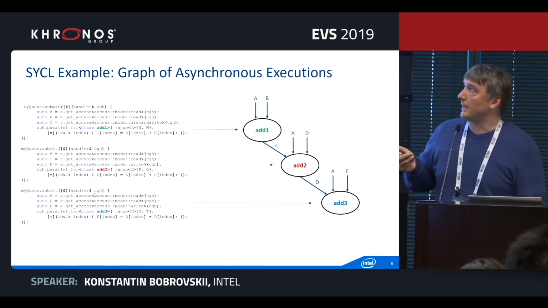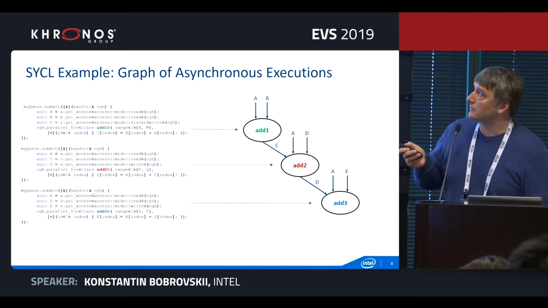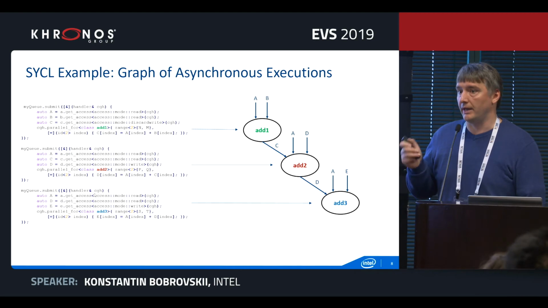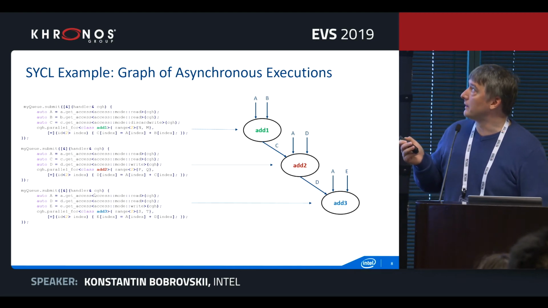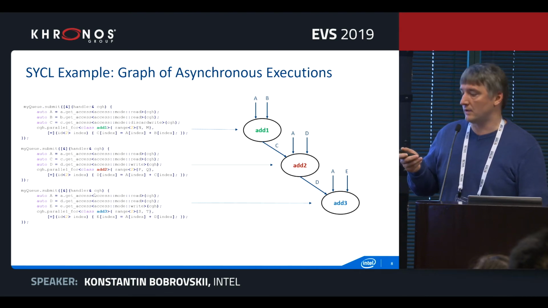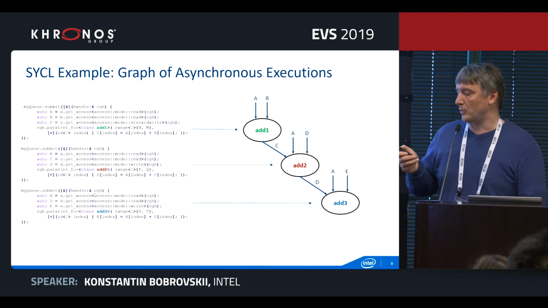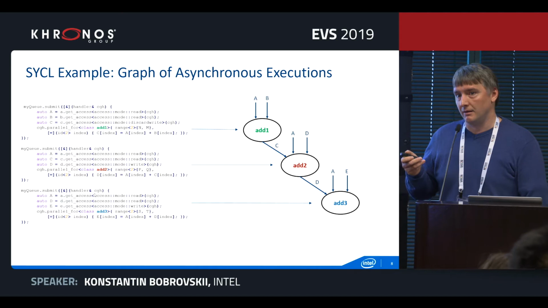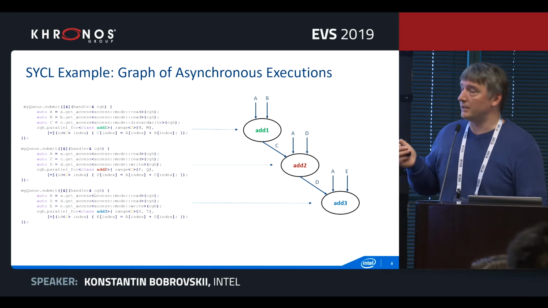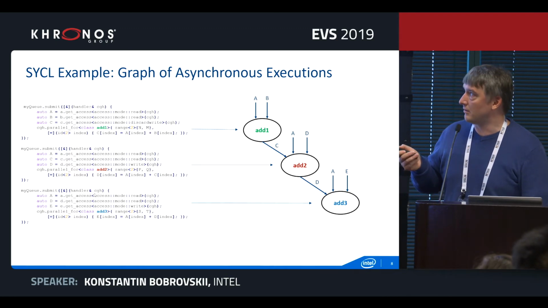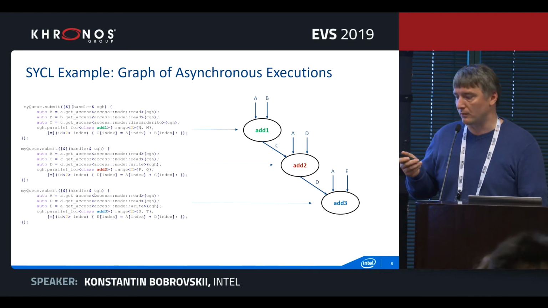But the SYCL Runtime, looking at those accessors, will understand the dependence graph created, and it will make sure that Add2 is not executed until Add1 finishes. So that is done for you automatically. In OpenCL, you would probably use events to do that, and you could make mistakes, and sometimes you could read data which hasn't finished writing. But in SYCL, if you get accessors right, the SYCL Runtime will do the rest.